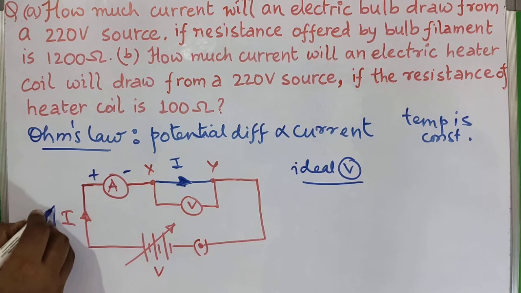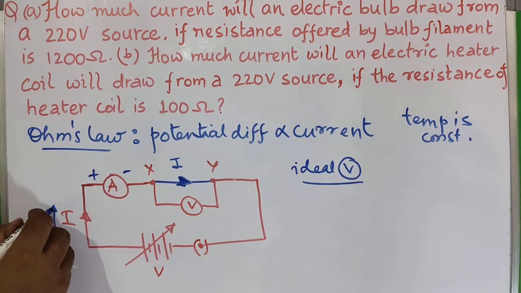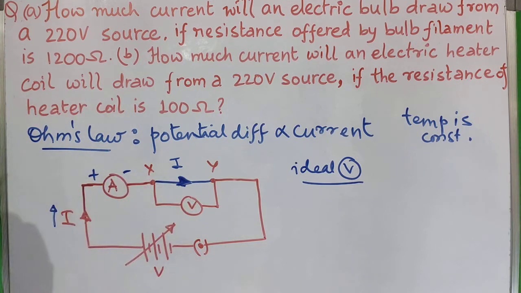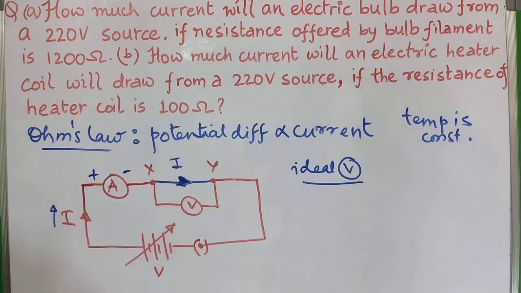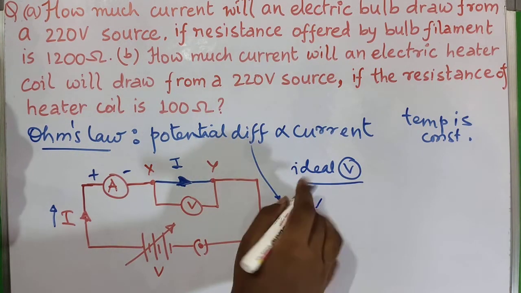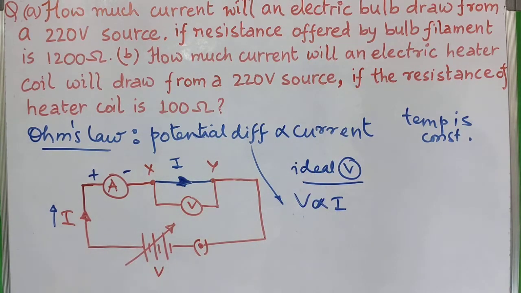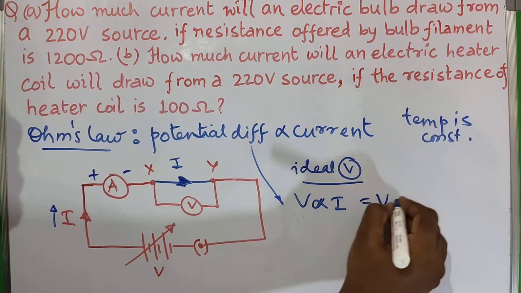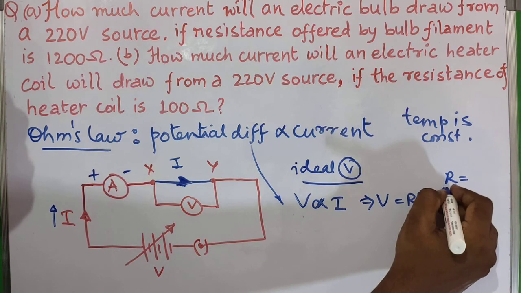Now if I keep on increasing the current, remember this is my variable source, I can increase the current entering the circuit and passing through the conductor. So what will I find? I'll find that the potential difference between X and Y is also increasing. So this potential difference, I'm denoting it by V. V is proportional to I. Hence we also write this as V is equal to RI, where R is the proportionality constant.